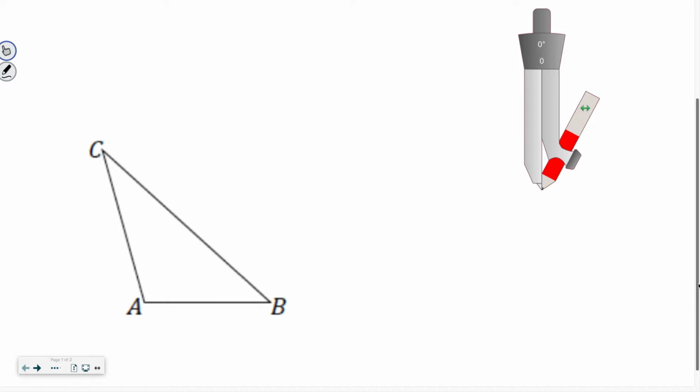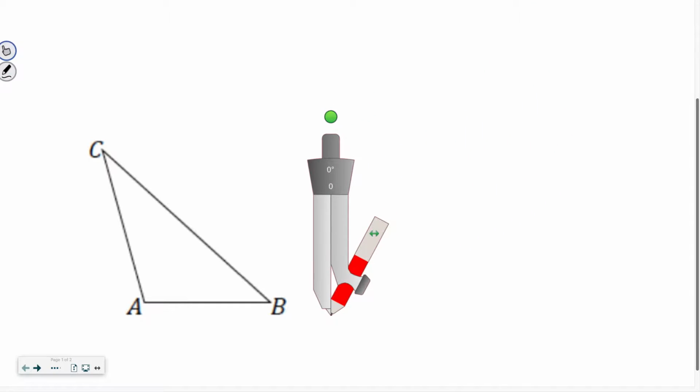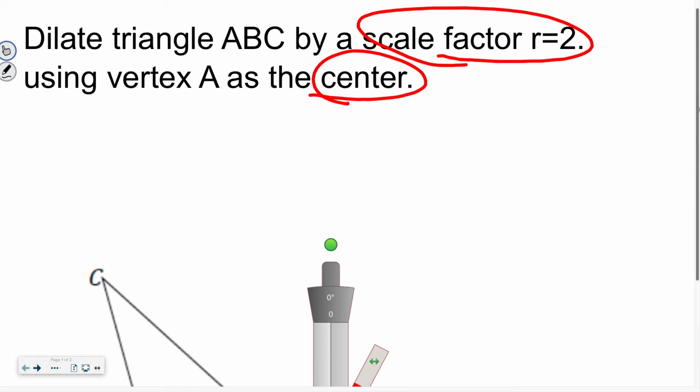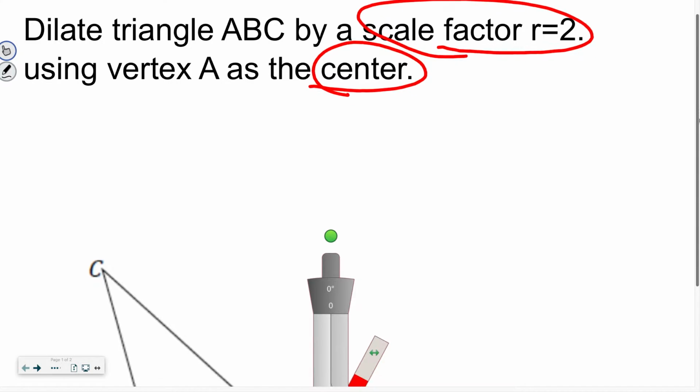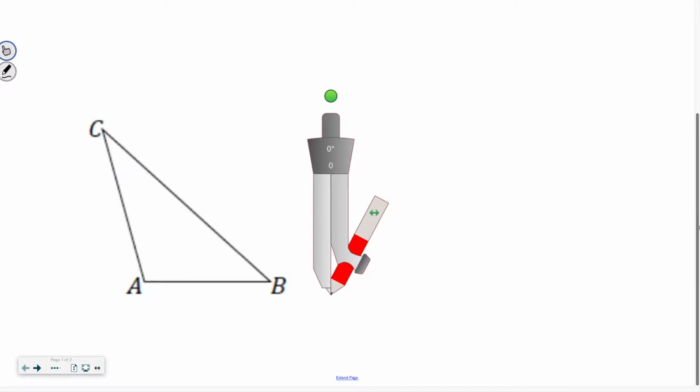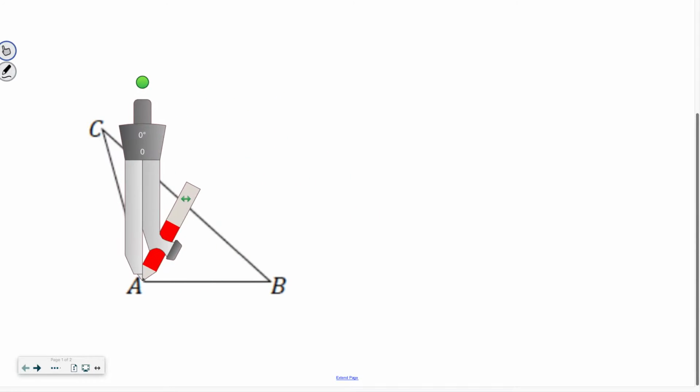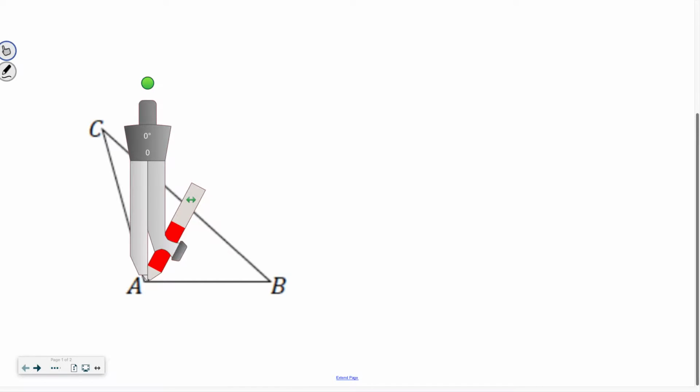What does the scale factor tell us? Well, the scale factor tells us how big or small we are changing the figure. We're changing it. So 2. What does 2 mean? Does the shape get bigger or does it get smaller? Well, we will see in a second.